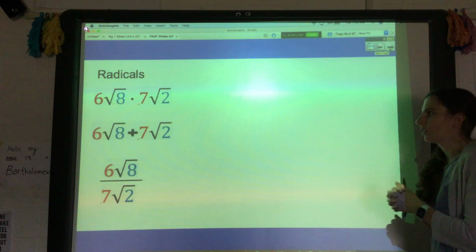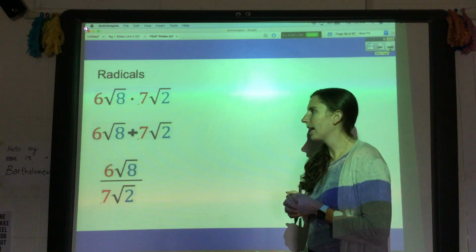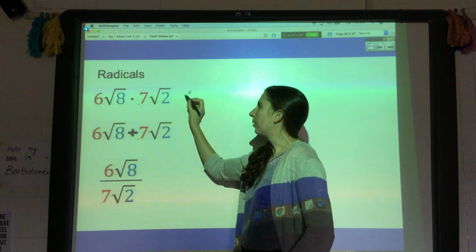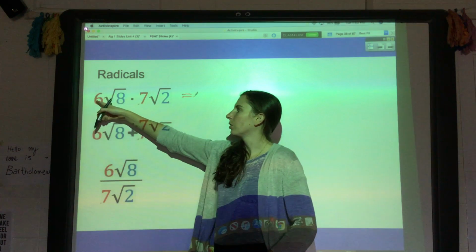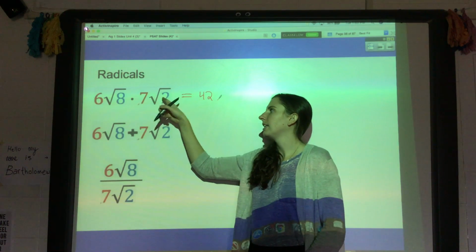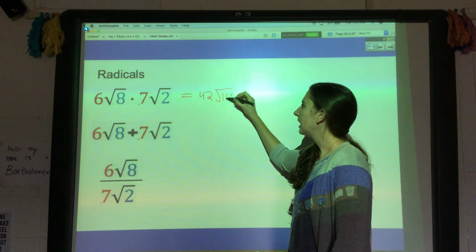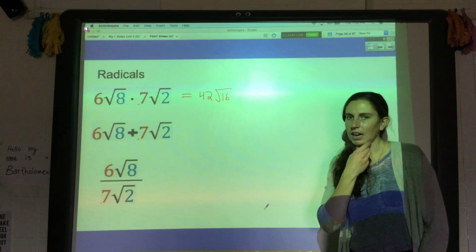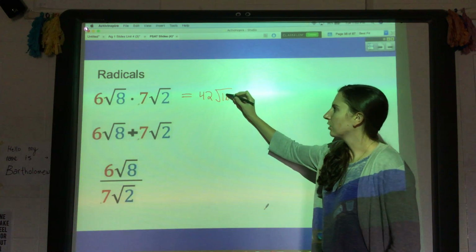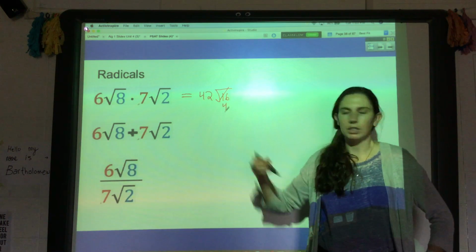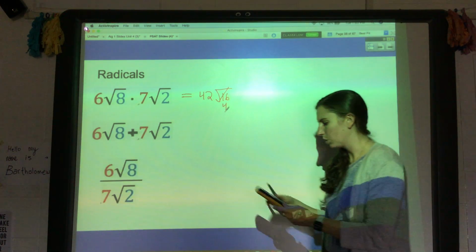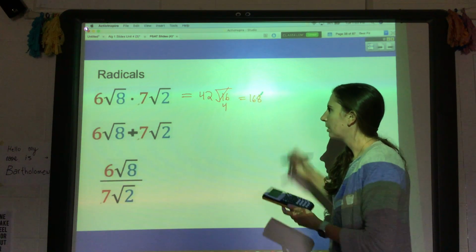Let's do a little bit more with some radicals here. With radicals, you can multiply them. So like in this case, I would multiply whatever's outside the radical. So 6 times 7 is 42. And whatever's inside the radical, 8 times 2 is 16. And then if you can ever simplify them or break them down, you want to do that as well. So the square root of 16 is actually just 4. And then do 4 times 42. 42 times 4 is 168. So that'd be our final answer there.